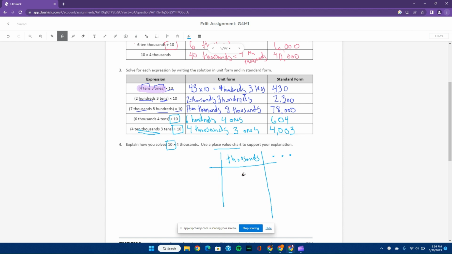So 10 times 4 thousands. So I have 4 in my thousands place. And again, when I multiply by 10, these are grouped up and are shifted over to the next largest place value. Next largest place value after the thousands would be the 10,000s. This is the 10,000s.